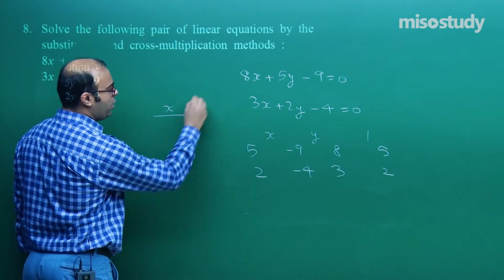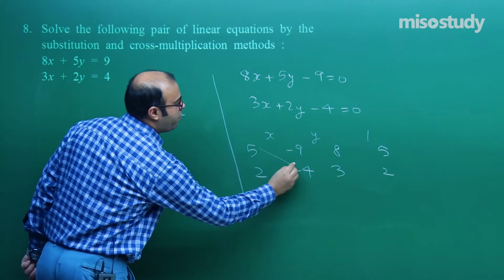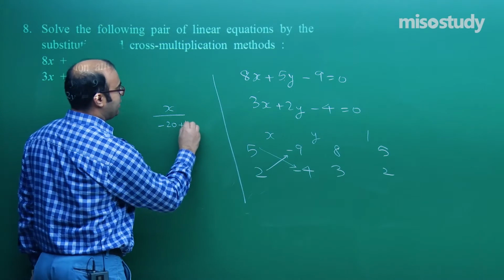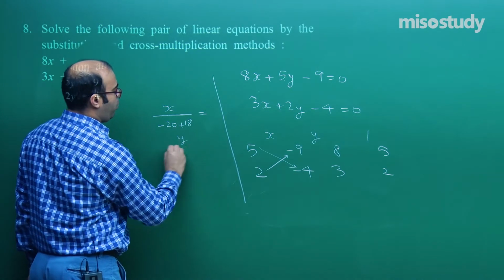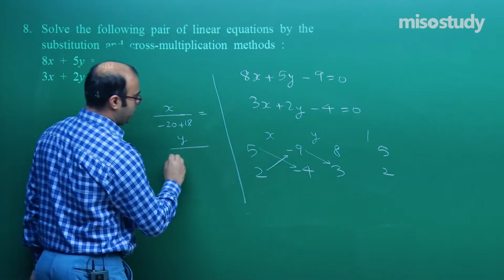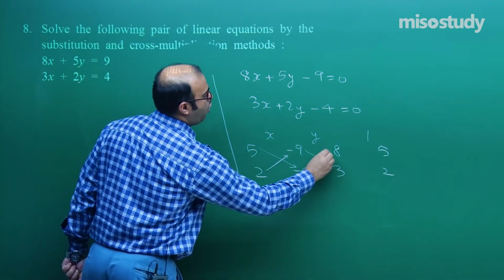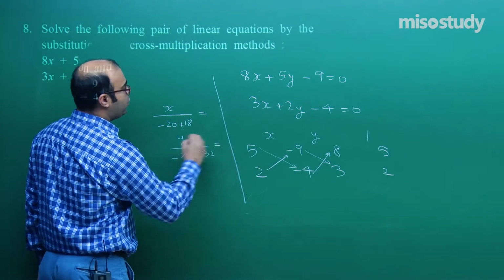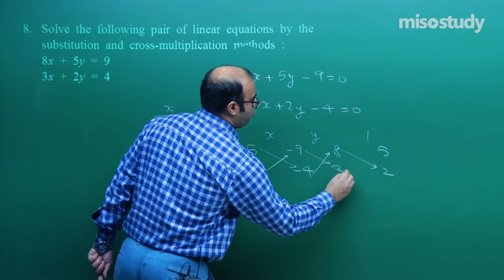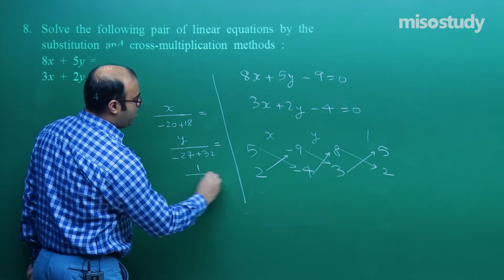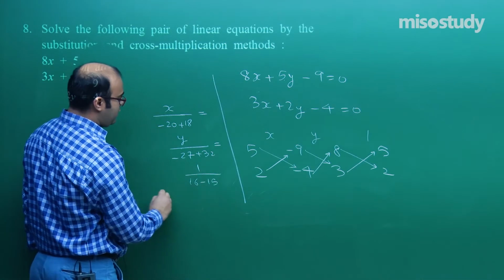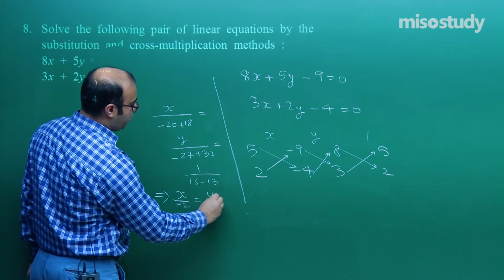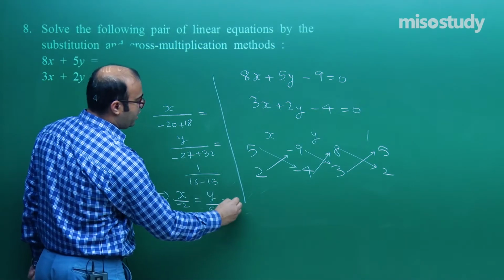We will take x upon, let us do the calculation, 5 into minus 4, that is minus 20, minus of 2 into minus 9, that will be plus 18. This is equal to y upon minus 9 into 3, minus 27, minus of minus 4 into 8, that will become plus 32. This is equal to 1 upon 8 into 2, 16, minus 5 into 3, 15. So 1 upon 16 minus 15. Let us see what we get. x upon minus 2, y upon 5, and here we get 1 upon 1.